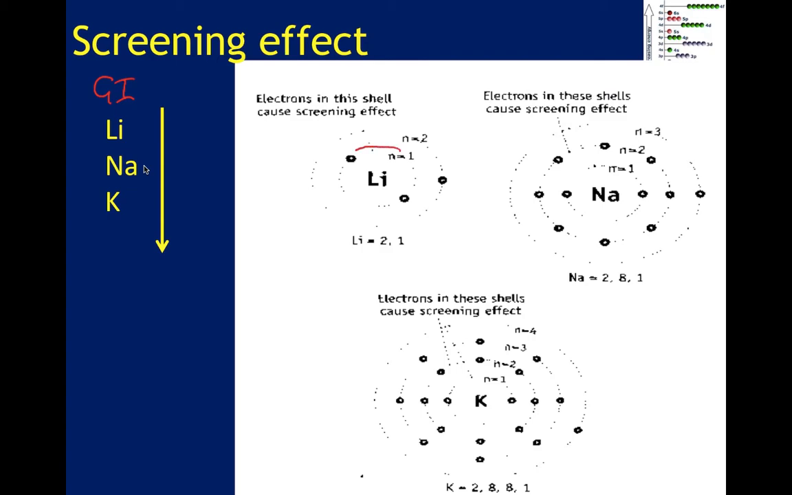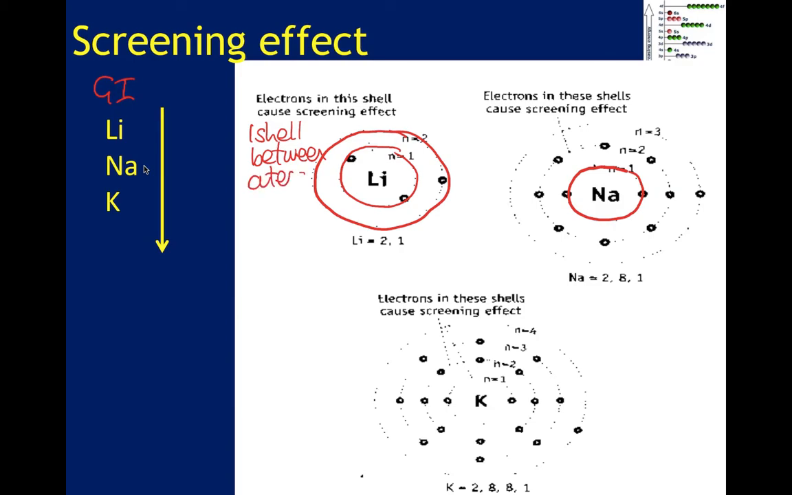Now you have this better in your book than it is drawn here. So what is this showing? Lithium's outer electron has 1 shell between it and the nucleus. So 1 shell between the outer shell and the nucleus.